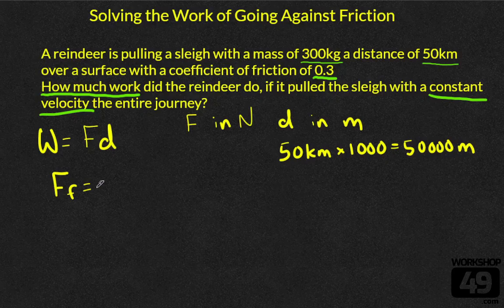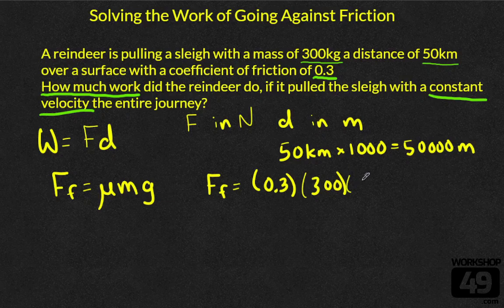Our force of friction is equal to mu times the mass of what we're pulling or pushing multiplied by gravity. So in this case, our force of friction is going to equal mu, our coefficient of friction, which is 0.3. 0.3 isn't too bad. It's a little slippy, not too slippy. Multiplied by the mass of the sleigh, 300, multiplied by gravity, 9.81. And this equals 882.9 newtons.